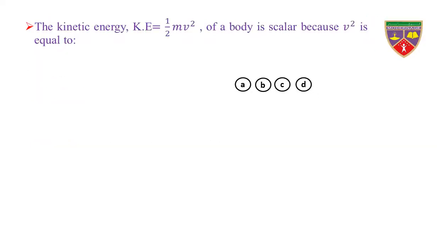The kinetic energy KE is equal to 1 by 2 mv square of a body is scalar because v square is equal to: option A, v vector dot v vector; option B, v vector cross v vector; option C, v vector into v vector; option D, v vector divided by v vector. The key is v vector dot v vector. Therefore, the correct option is A.